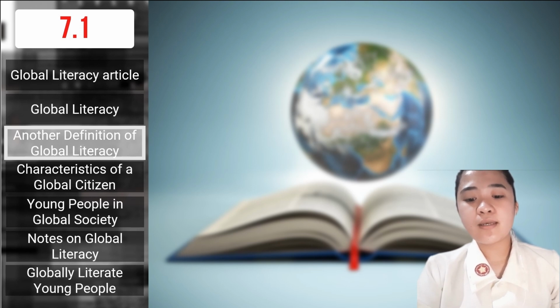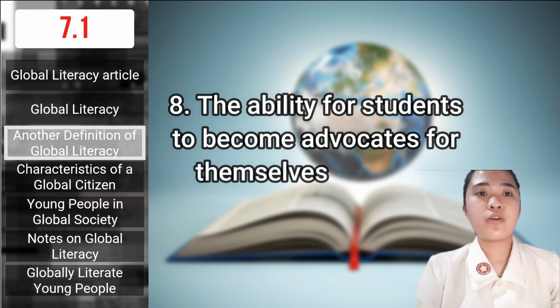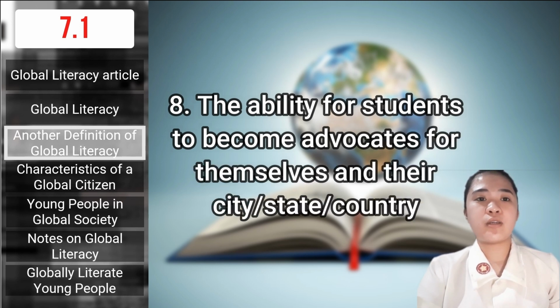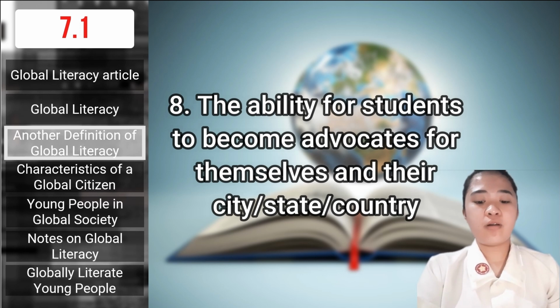So the eighth is the ability for students to become advocates for themselves, their state, city, or country. This is the power of being an influential student. For example, the student is excellent when it comes to academics. So the educator can really help them not only by honing their intellect, but also their morals that can drive their capabilities to greater heights. They would notice in the long run that they are also making their name known to others as well.